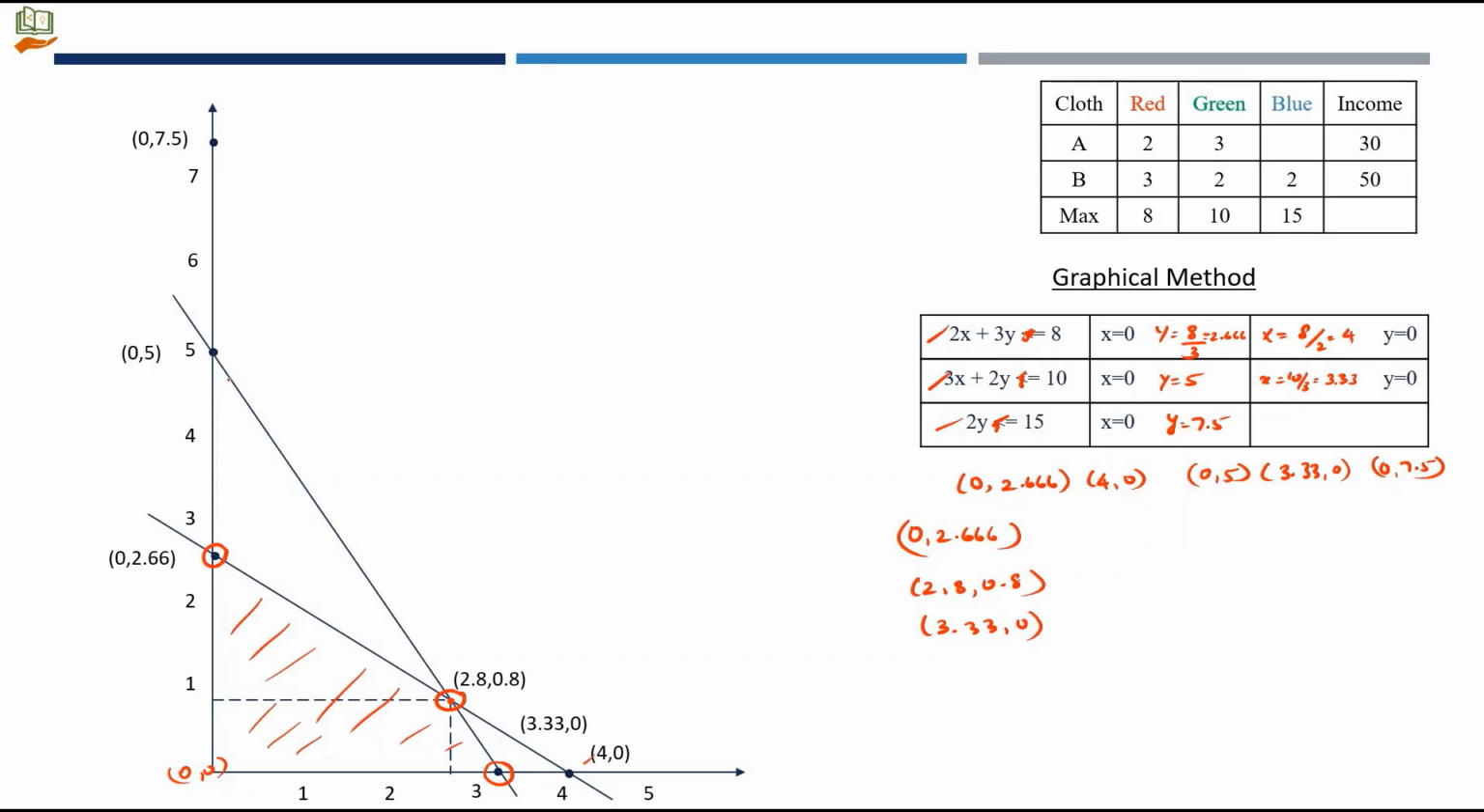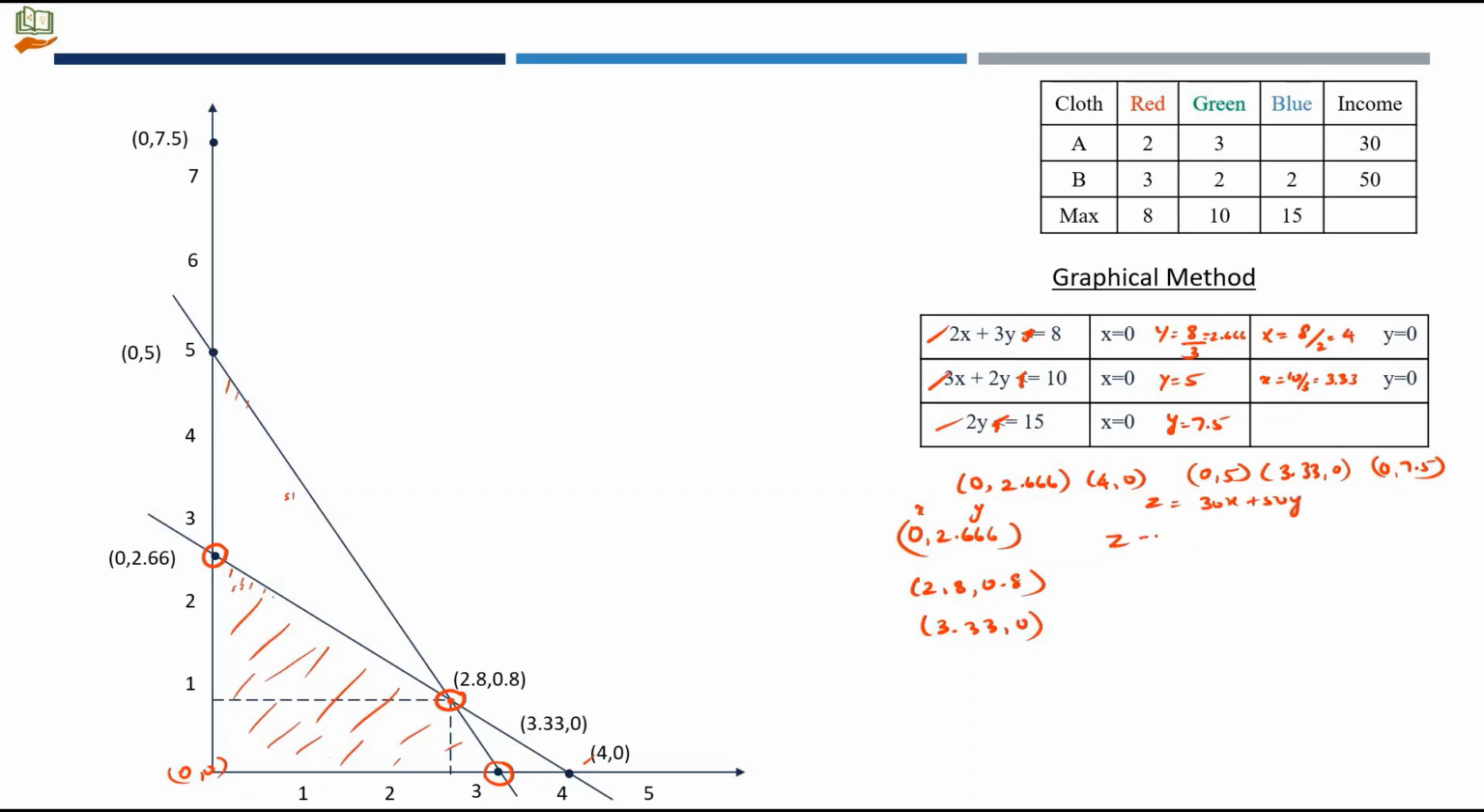Anything below this line will be shaded for this particular constraint. Anything below this line will be shaded for this particular constraint. The place where there is common shading is the region that we will call the feasible region. So this is going to be x and this is going to be y. Let's calculate z is equal to 30x plus 50y from this.